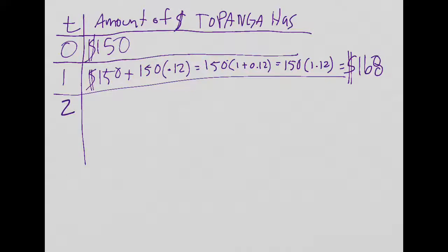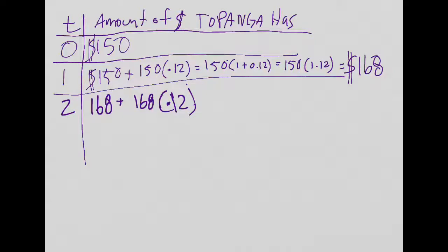Well, after 2 years, she's going to again follow the same routine. She's going to take the amount she currently has, which is $168, and she's going to add to that 12%, so 168 times 0.12.